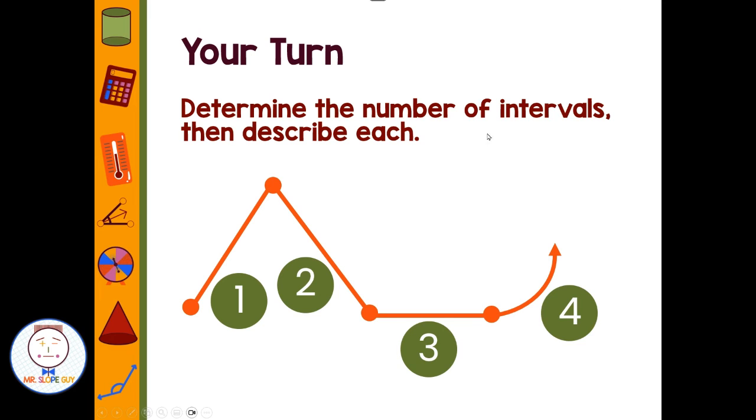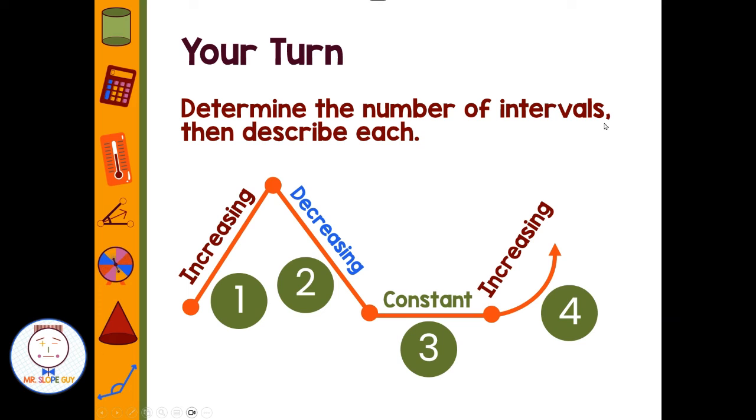Well, remember we're reading these from left to right, just like we read words from left to right. So this interval from left to right, interval 1, is increasing from left to right. Interval 2 from here to here is decreasing from left to right. Then interval 3 is not going up, it is not going down, it is remaining constant. And interval 4, our curved line is increasing, increasing forever and ever. So it is increasing as well.